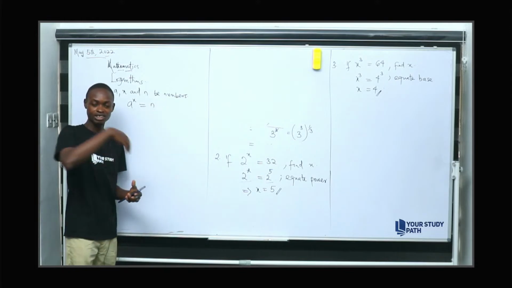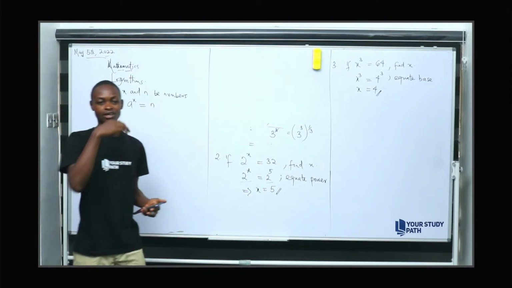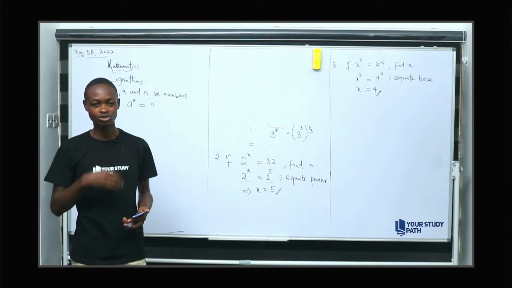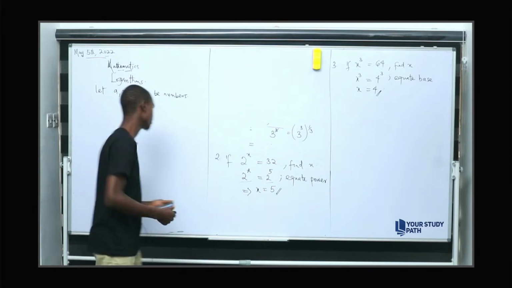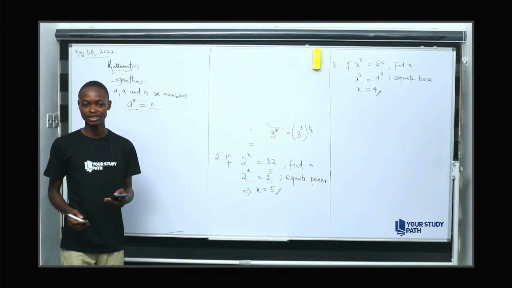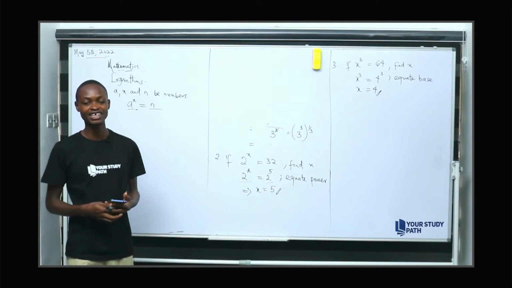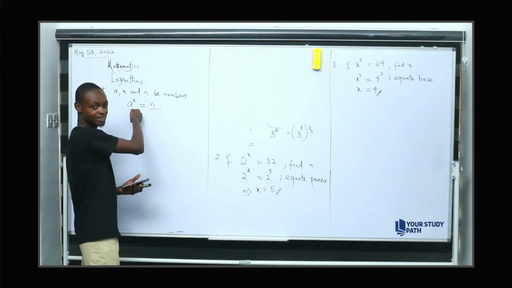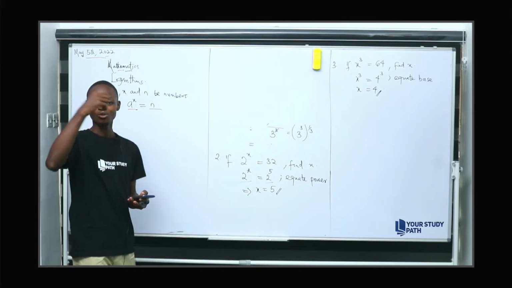which means that if we take the indices of a number, we always have a result. 3 raised to the power 2 will give us 9. 4 raised to the power 2 will give us 16. 2 raised to the power 2 will give us 4, and so on, right? So whenever we take an indices, we expect a result, right? So n is the result of taking the base a to the power of what? To the power of x.